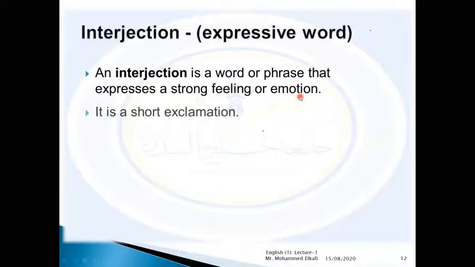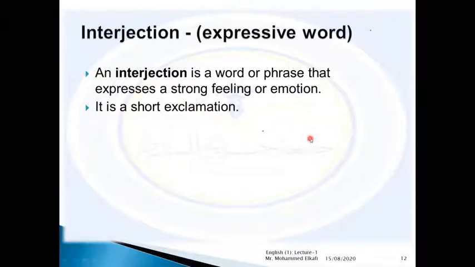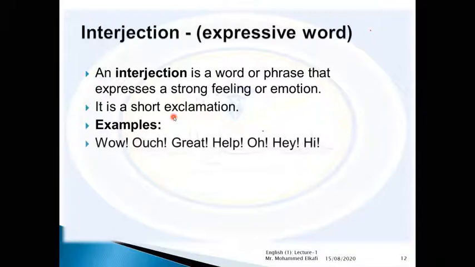Okay, let's think of some forms. It is a short exclamation. You remember the exclamation mark. When we want to express exclamation, we can think of such types of interjection forms, words with an exclamation mark. So we would think of some examples, with exclamation marks at the end of the interjections.